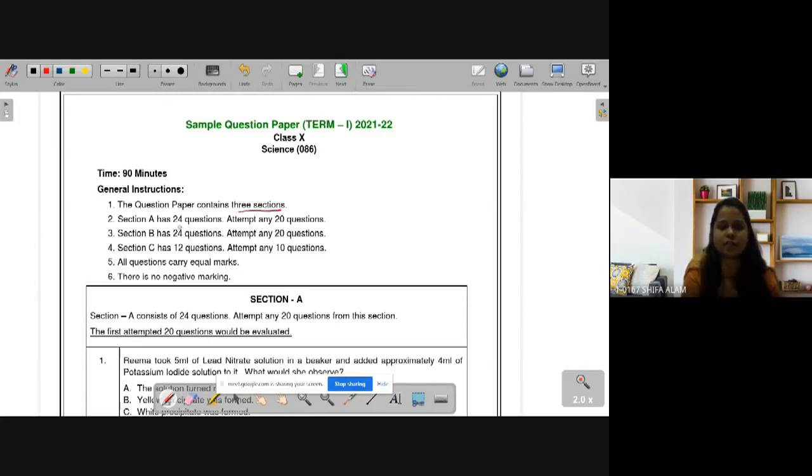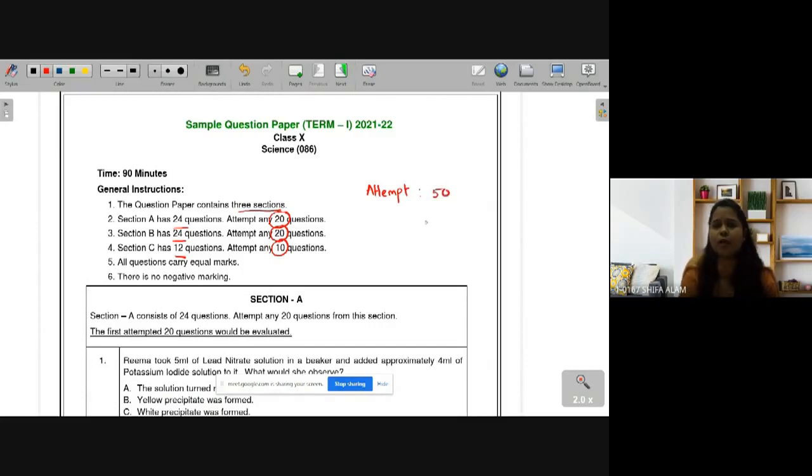The first section says that you will be provided with 24 questions out of which you have to attempt only 20. Any 20 questions can be attempted from section A. From section B, out of 24 again, you will have to attempt any 20 questions. And the third section, that is section C, out of 12 questions, you would have to attempt any 10 questions. So total questions that any child is attempting is 50.